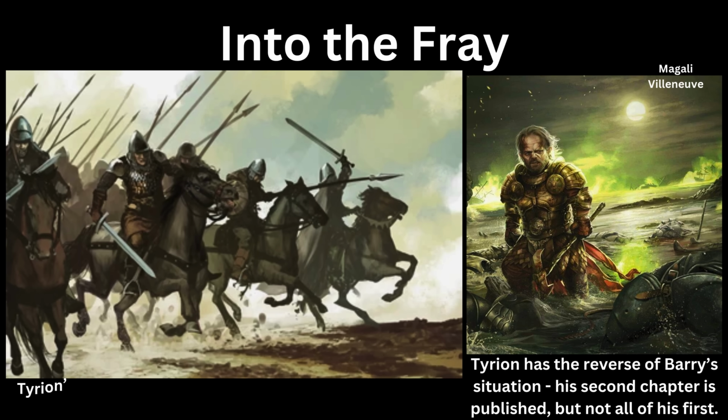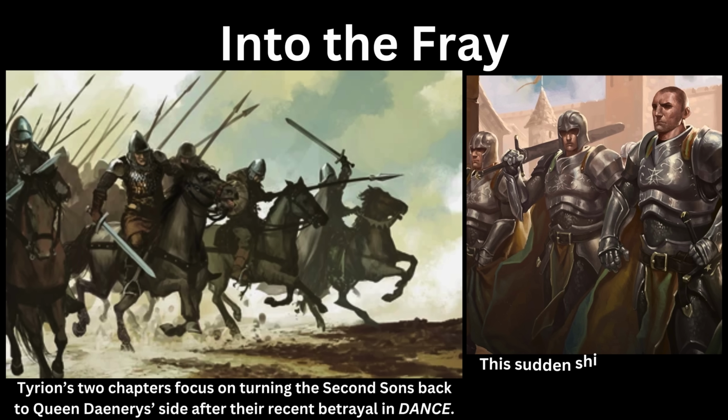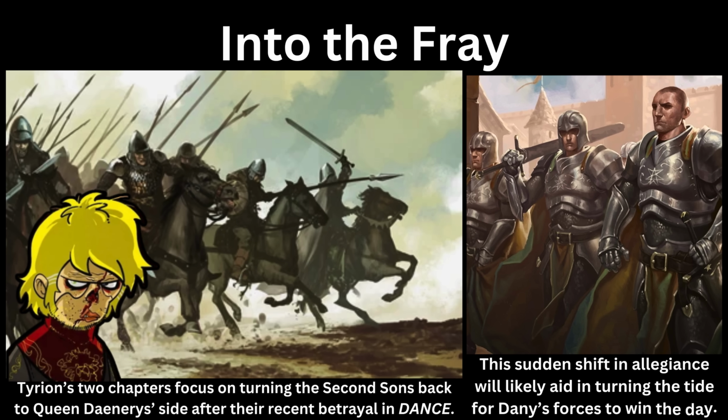They are Tyrion playing Cyvasse, which is Westerosi chess, with Ben Plum, and eventually convincing him and the Second Sons to convert to Daenerys' side after betraying her in A Dance with Dragons. They say they were always the Queen's men. We know that's not true, but we now know that Tyrion is going to be kind of a double agent in this battle and helping Daenerys' forces win the day.